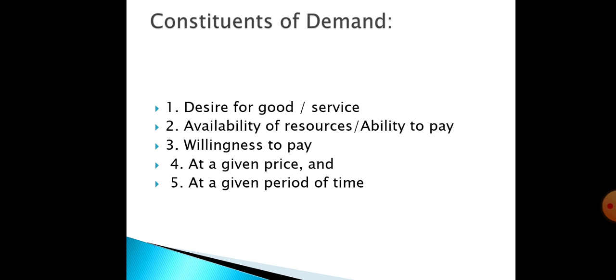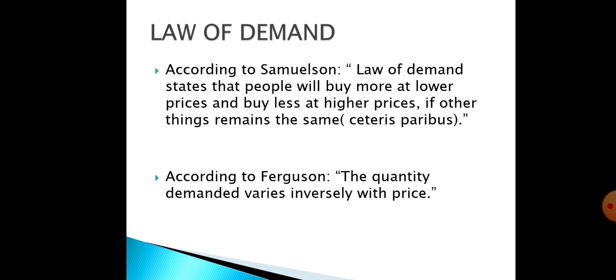There are certain constituents of demand. So, demand is something that is related to your price and related to your time. There is an effective desire as well. Demand is something that is related to effective desire. So, there is a willingness to pay, plus it is backed by the ability to pay for that product at a given price and at a given period of time.